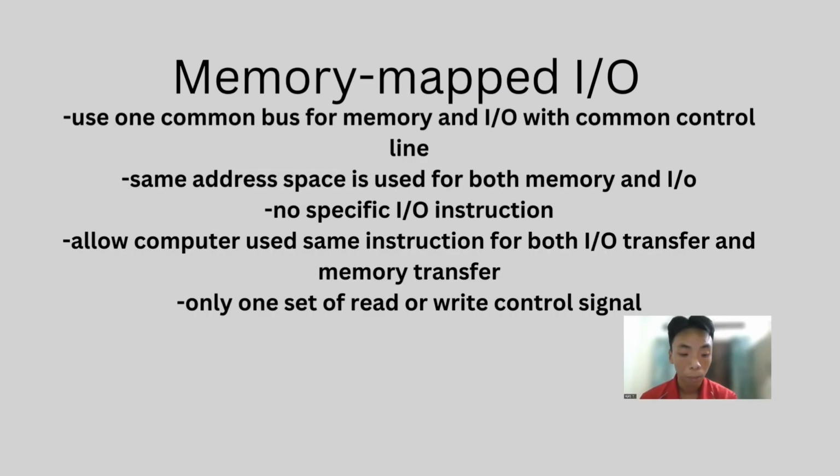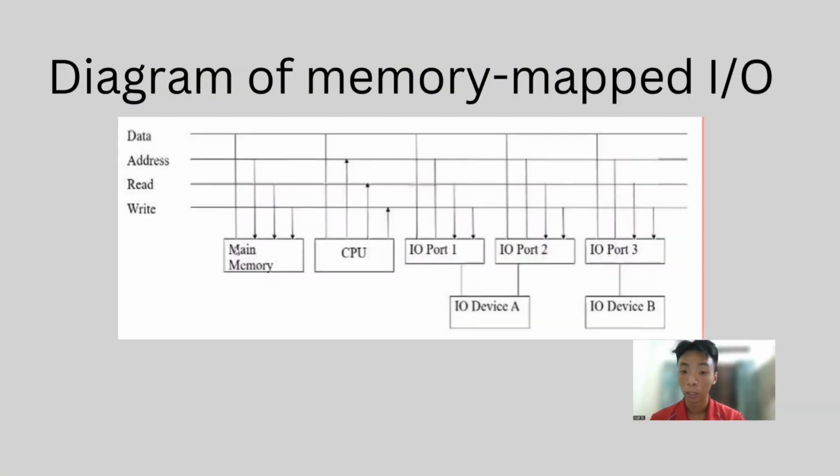The second is memory mapped I/O. Memory mapped I/O only uses one common bus for memory and I/O with common control line. Memory mapped I/O has the same address space used for both memory and I/O. There is no specific I/O instruction. It only allows a computer to use the same instruction for both I/O transfer and memory transfer. Memory mapped I/O has only one set of read or write control signal. The diagram of memory mapped I/O.